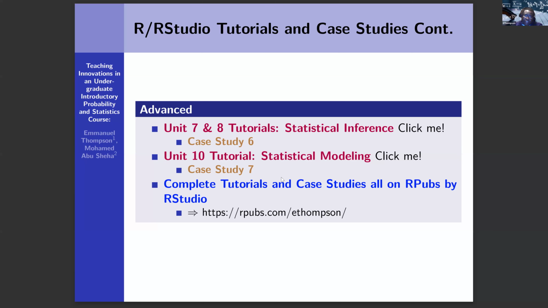So like I said, all these case studies and tutorials are hosted on a website called RPubs. RPubs is a repository provided by RStudio so that users of R can share their work and also share their code. Okay, so if I have time, I will show you that. However, I have the link. Anybody who is interested, we can share the link with the person.